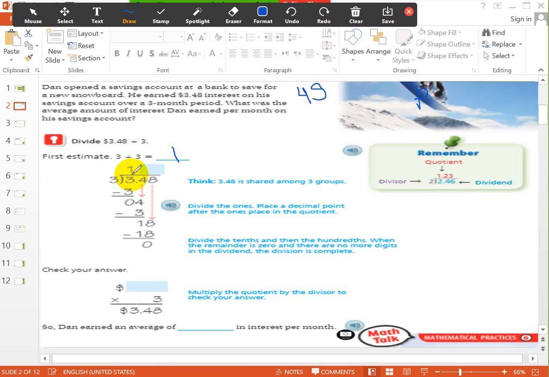Because which number can I multiply by 3 to get 3? The answer is 1. Now, 1 multiplied by 3, the same strategy in division. So 1 multiplied by 3 equals 3. I will write the answer here and then I will subtract as we said. If you subtract 3 from 3, the answer will be 0.